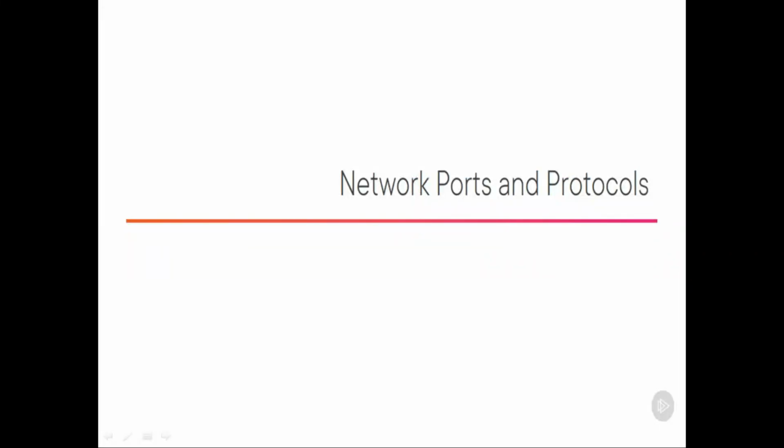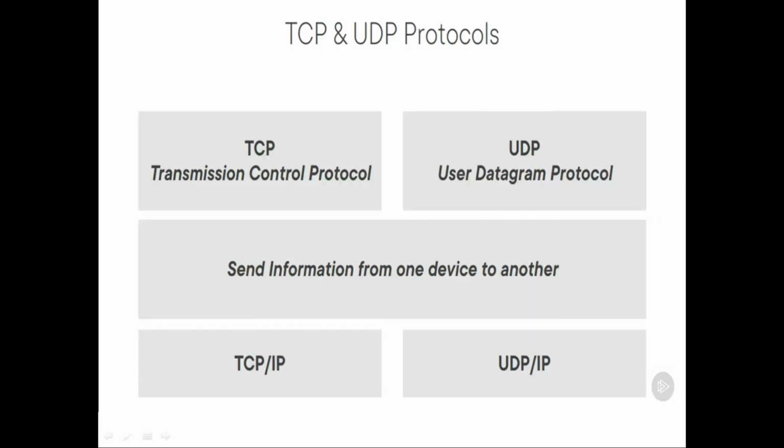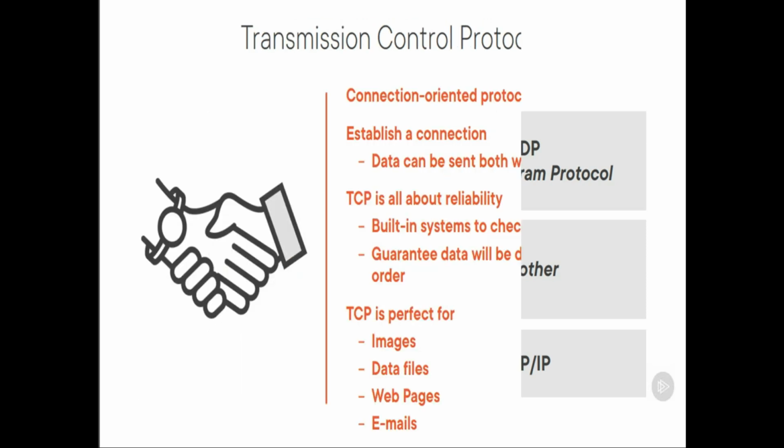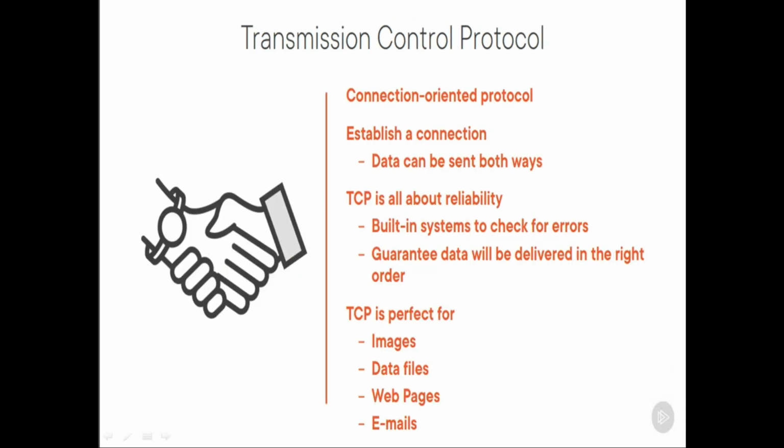So let's see the different protocols and network ports. So TCP and UDP protocols. TCP is Transmission Control Protocol and UDP is User Datagram Protocol. They send information from one device to another. Transmission Control Protocol is a connection-oriented protocol. Establish a connection. Data can be sent both ways. TCP is all about reliability, with a waiting system to check for errors. It guarantees data will be delivered in the right order. TCP is perfect for images, data files, web pages, and emails.